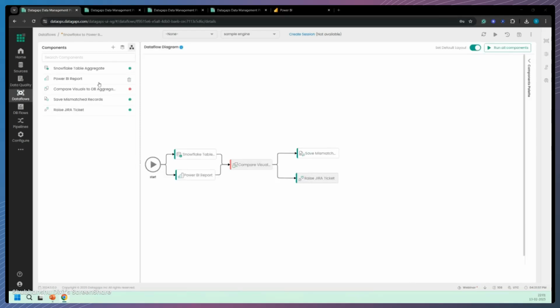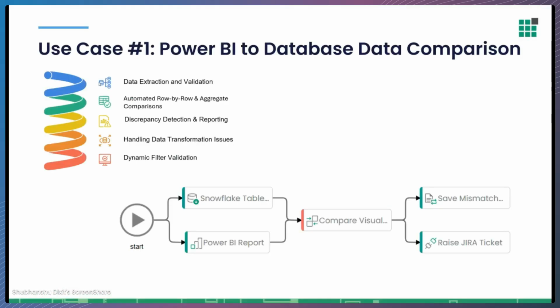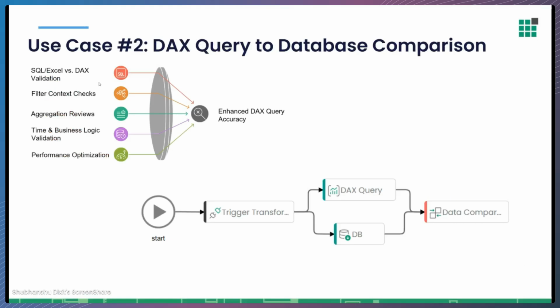That's the first one, which is report to data comparison. Going back to our slides. Now, of course, report to data is just one facet to it. Let's discuss what DAX queries and databases can also do.